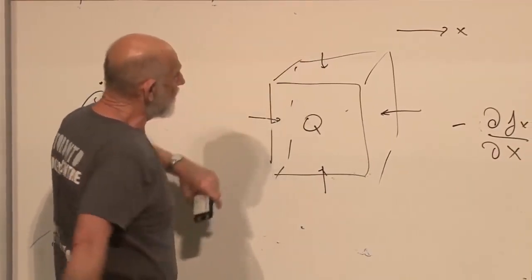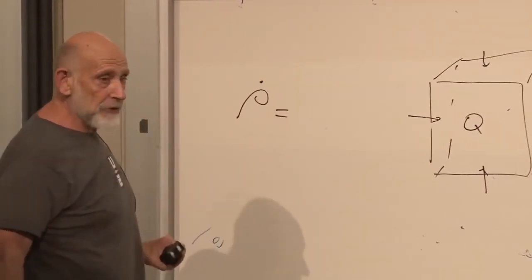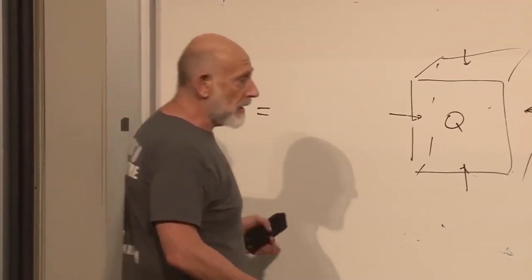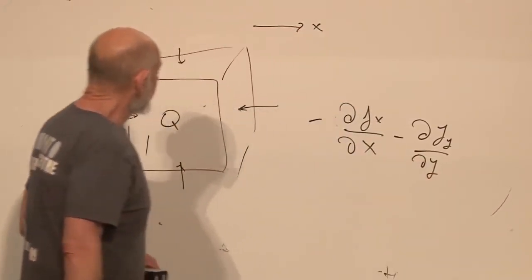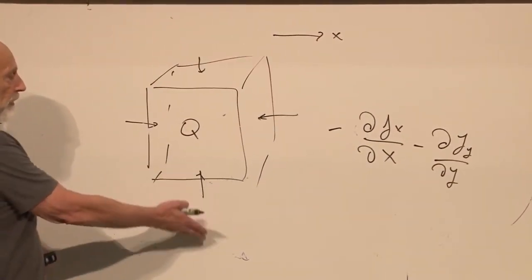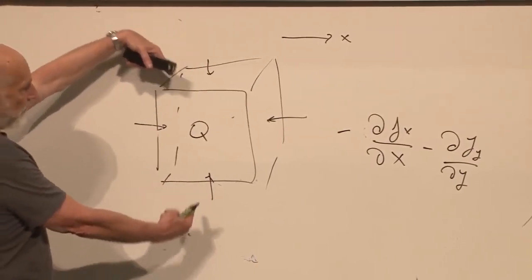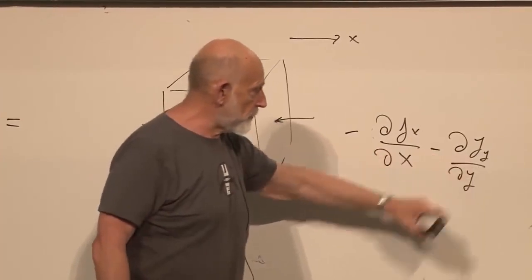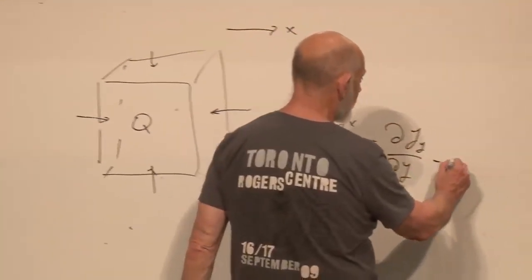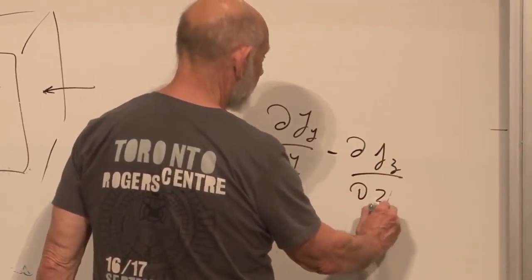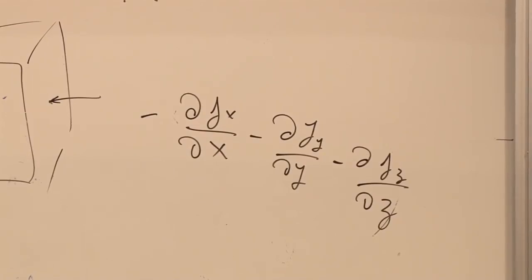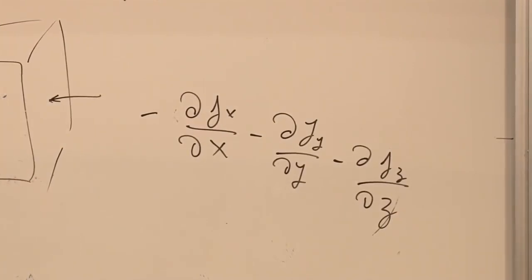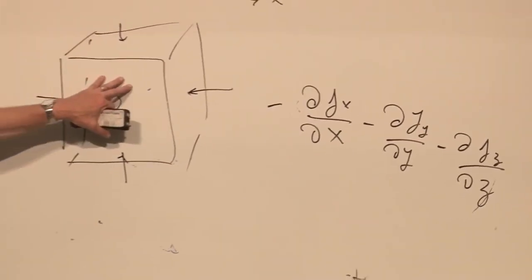What about the charge flowing into the box through the y faces, through the faces perpendicular to the y-axis? Same thing, minus the derivative of jy with respect to y. In other words, some charge flowing in here, some charge flowing in here. Because of the opposite sense of direction, it's a difference, minus the derivative of jy with respect to y. And finally, minus the derivative of jz with respect to z. This is the net charge per unit time flowing into the box through these three kinds of windows. This must be equal to the time rate of change of the charge in the box.